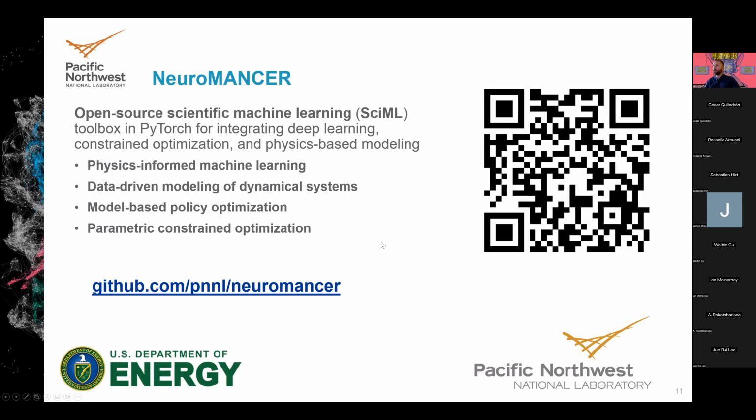So in summary, Neuromancer is an open source SciML library written in PyTorch that integrates deep learning, constraint optimization, PINNs, and control theoretic concepts for all sorts of scientific machine learning applications, from solving PDEs, solving optimization problems with constraints, learning surrogates for dynamical systems and control.